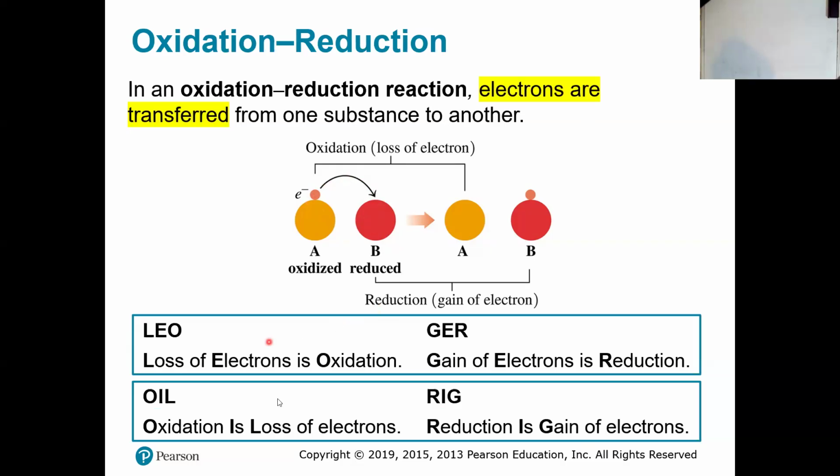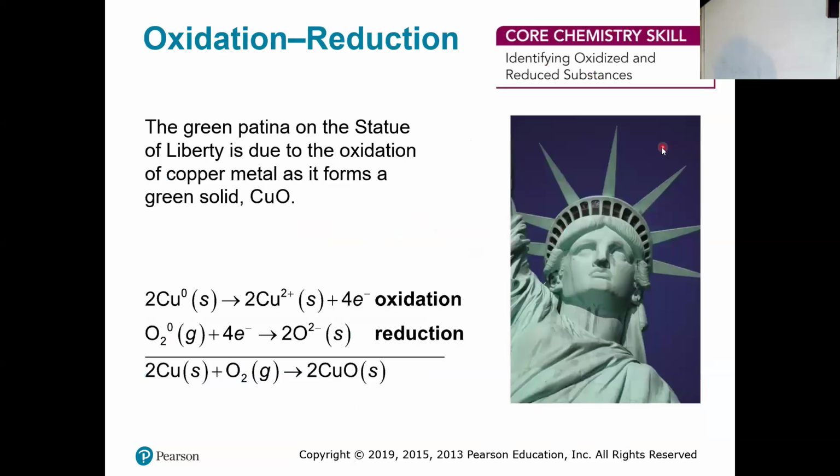Okay. These are just two of those mnemonic devices that you can use to help you memorize which is which. LEO and GER. Losing electrons is oxidation. Gaining electrons is reduction. Or OIL RIG. Oxidation is loss of electrons. Reduction is gain of electrons. Either of these things works fine, but it does help you remember what's happening, which is which.